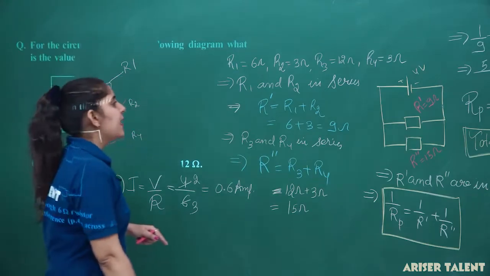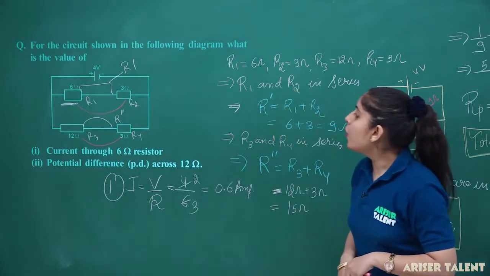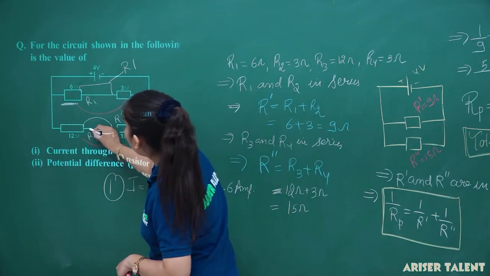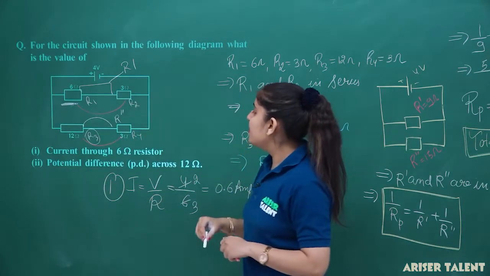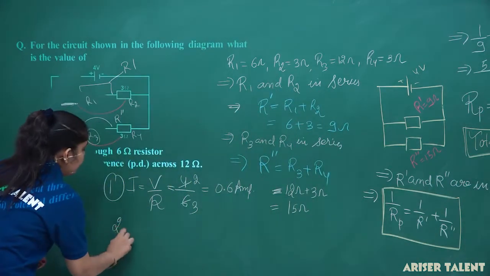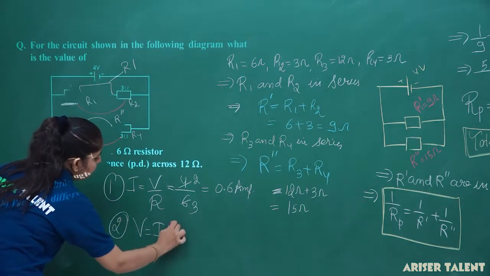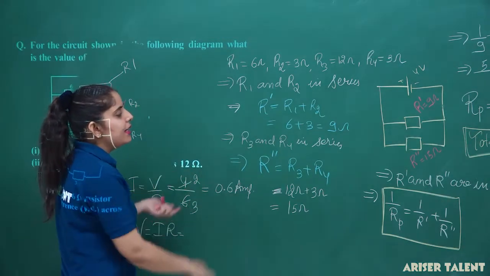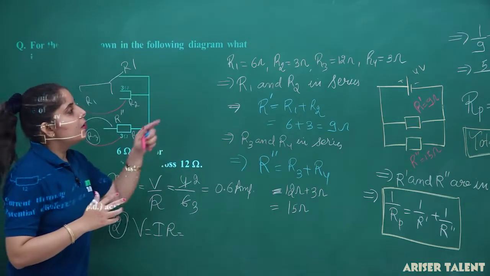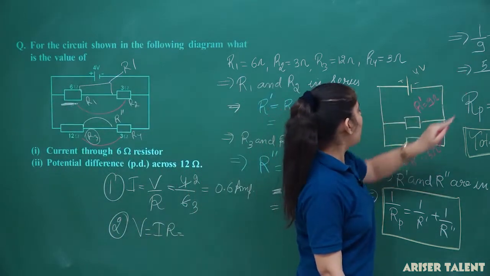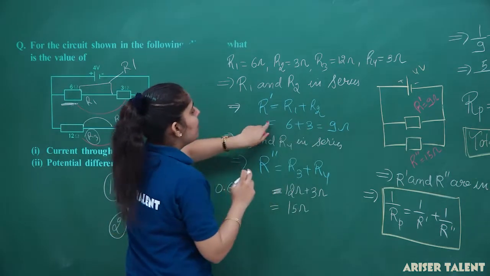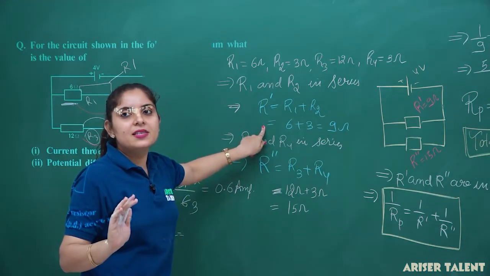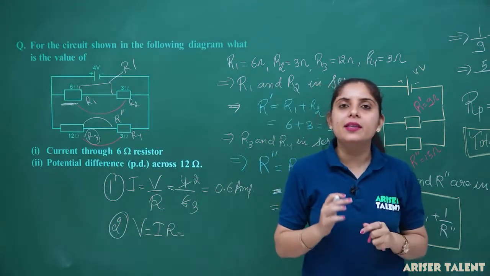Now what is the second part saying? In the second part, you have to calculate the potential drop across 12 ohm. This is our R3, and you have to calculate the potential drop in this circuit. So potential drop will be V equal to IR. What is the value of I here? The I will be calculated from the formula that we have used: 1 upon 9 plus 1 upon 15 will give you the value of total resistance here, and from total resistance we can calculate the current in the circuit.